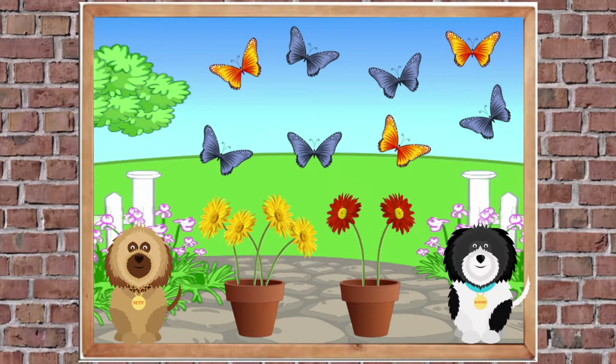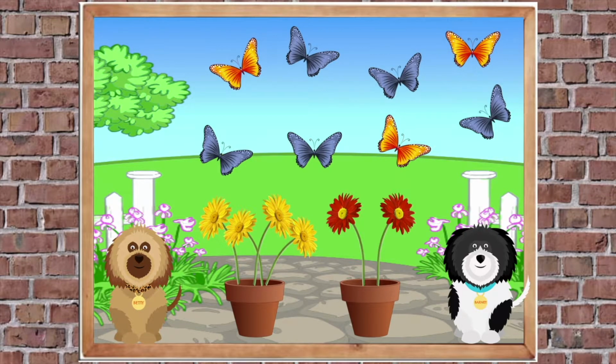How many butterflies are there all together? Can you remember what that word altogether means? Yeah, it means we count the orange and the blue butterflies. So let's check. There's 1, 2, 3, 4, 5, 6, 7, 8. So there are 8 butterflies altogether.